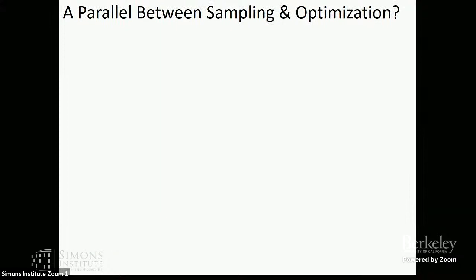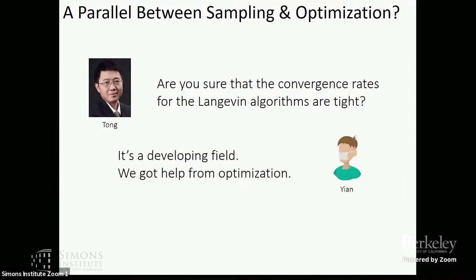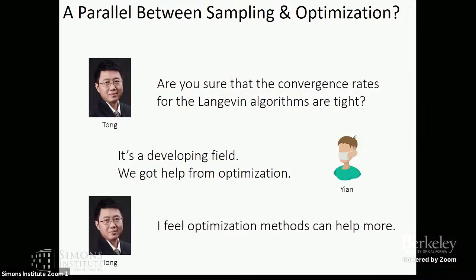This is when I started this discussion with Tong Zhang, when he asked, "Are you sure that the convergence rates for the Langevin algorithms are tight?" I wasn't sure, and I just said, "Well, it's a developing field. We got a lot of help from optimization experts." Then he said, "I feel that optimization methods can help more." Basically, he said, "At least for stochastic gradient methods, SGLD should correspond better to the SGD method."